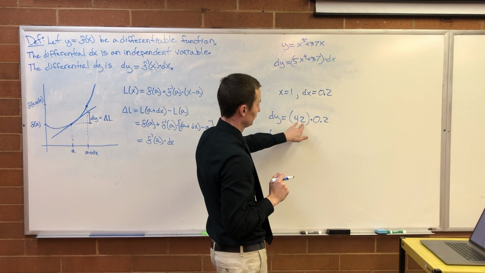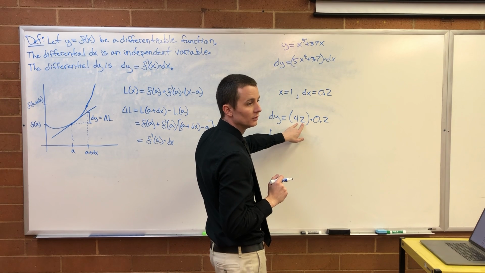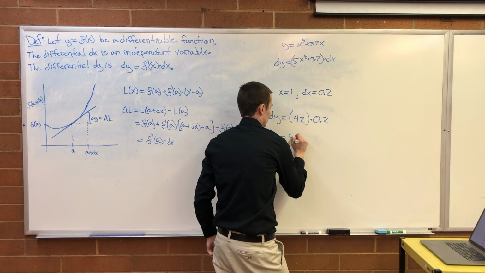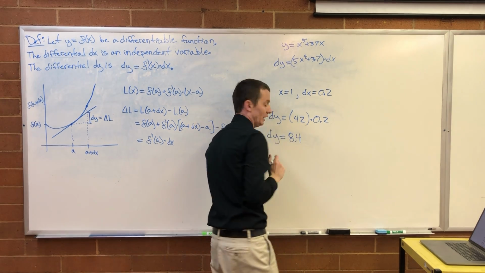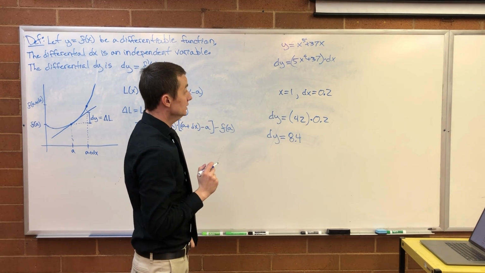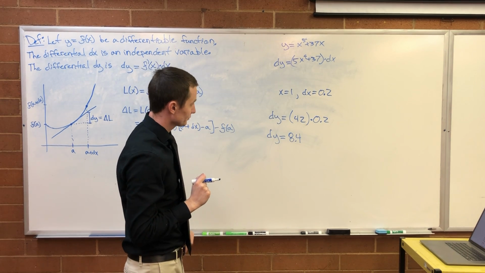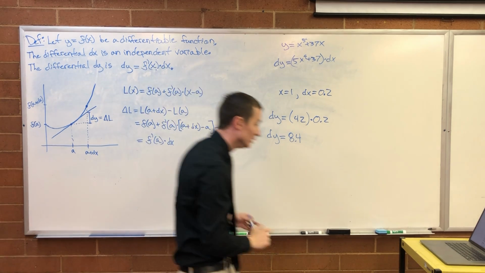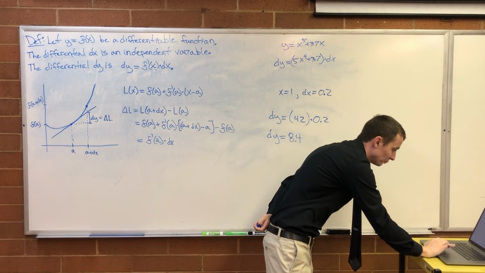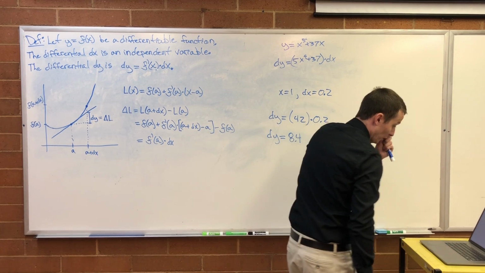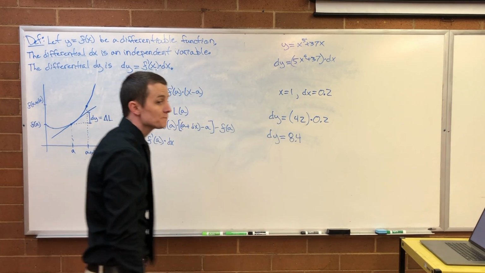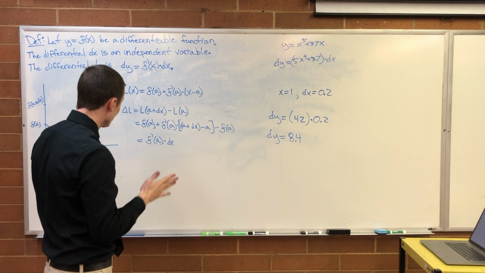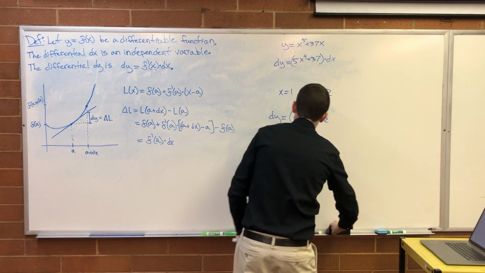Times it by 2 and then move the decimal place. 8.4. Yeah, you got that. Right? Yeah. Okay. So there's your answer. Let's make sure we didn't make a mistake. 8.4. There it is. Okay, I see how you do this now. So that is what dy is.